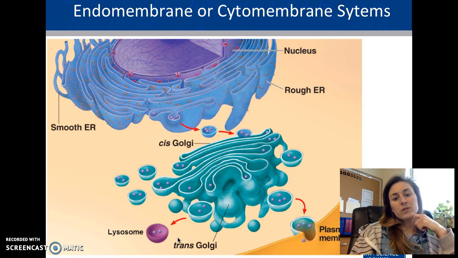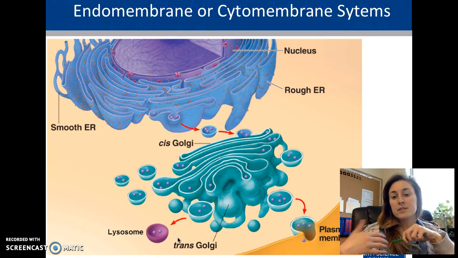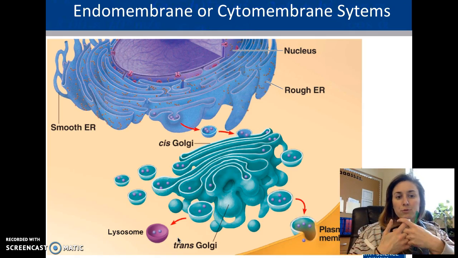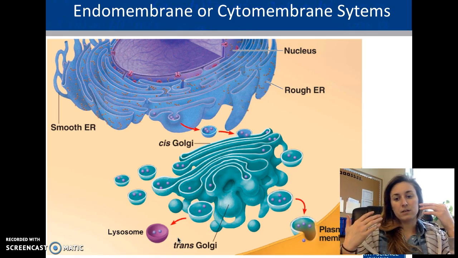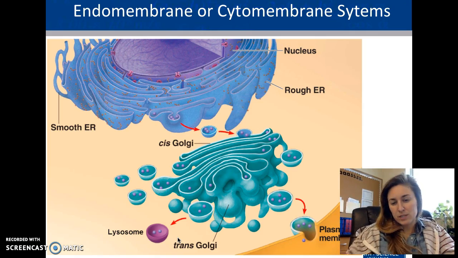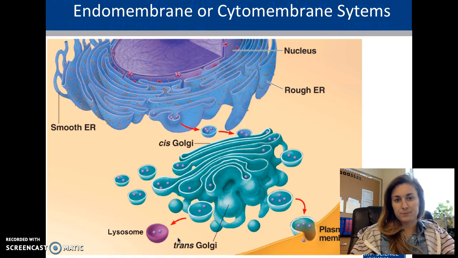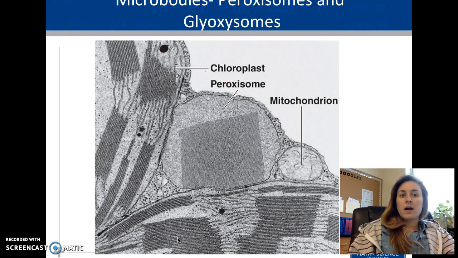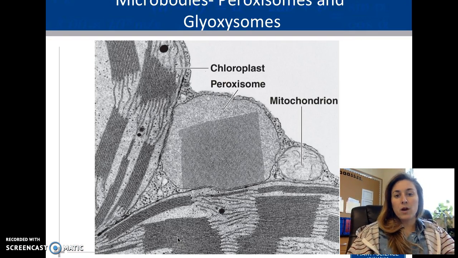The endomembrane or cytomembrane systems. This is just a larger term to refer to smooth ER, rough ER, and Golgi apparatus. They are all made up of plasma membrane inside of the actual membrane. And so they can fuse with the plasma membrane like we're seeing in the bottom right corner. We also have things called peroxisomes and glycosomes. We will talk about these in class if you have questions about them, but I'm not going to cover them here.